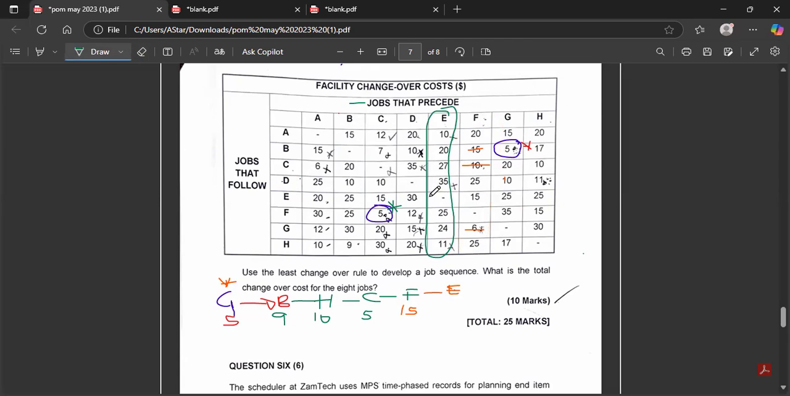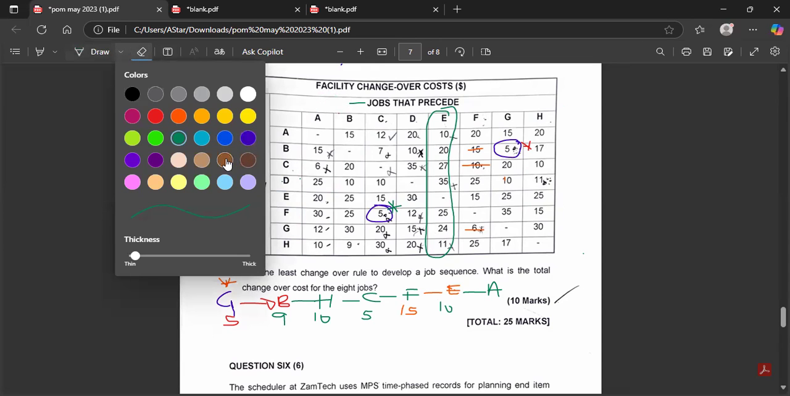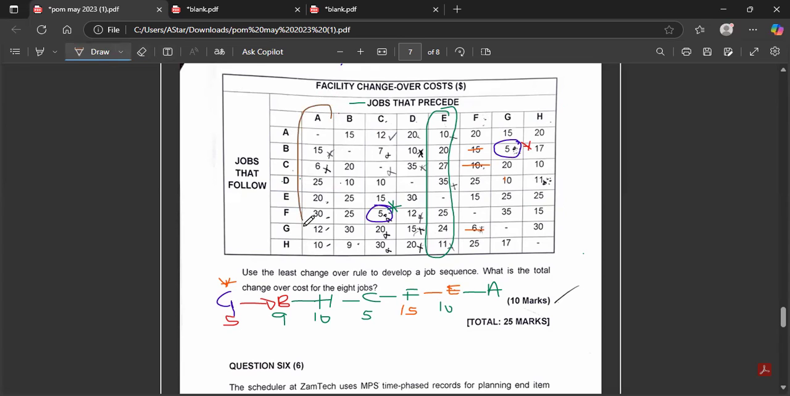The smallest in E is what? 10. Okay, so with 10 you go for A, right? Then A comes here. The smallest in A is what? It's 10, but H is taken. So, followed by, in fact, no, it's actually 6. 6 was taken, and even 10 was taken. 12 G is taken.